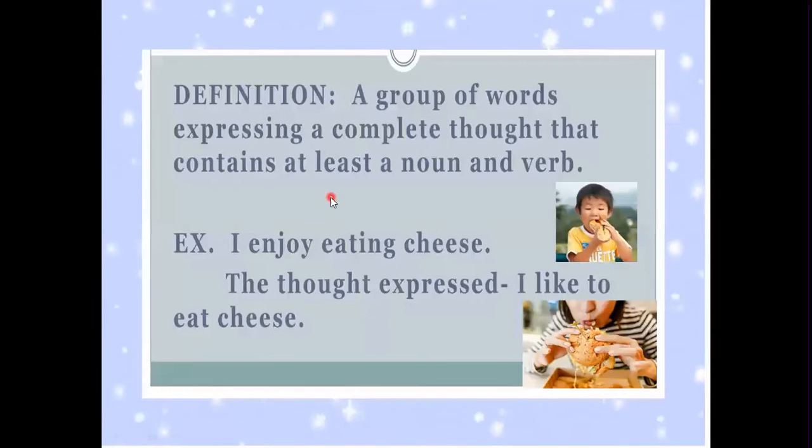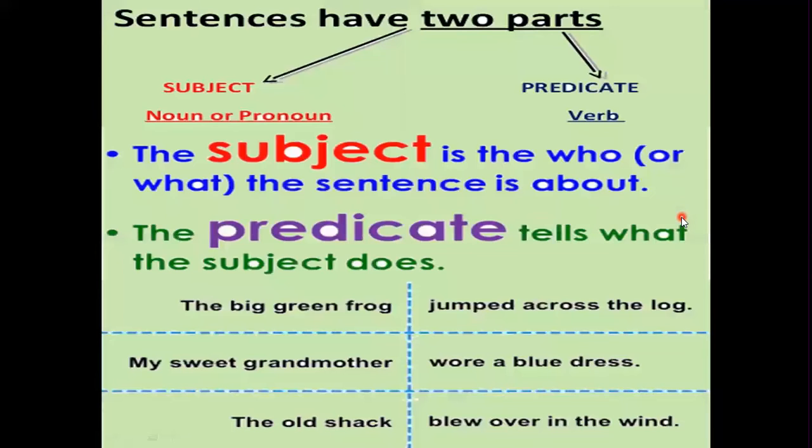Students, what are sentences? A sentence is a group of words expressing a complete thought that contains at least a noun and a verb. So children, sentences are a group of words which make complete sense. Let's understand this line. For example, I enjoy eating cheese. It makes complete sense. Another example, I like to eat cheese. This also makes complete sense because this sentence expresses a thought which is making complete sense.